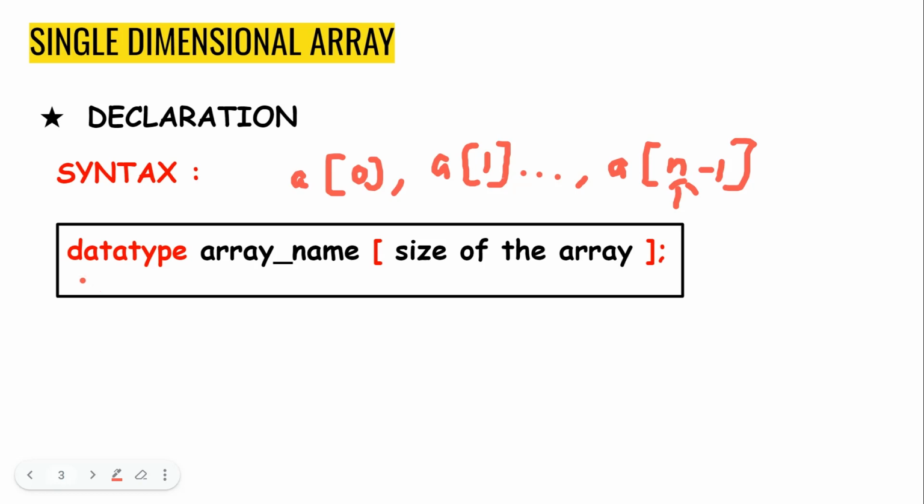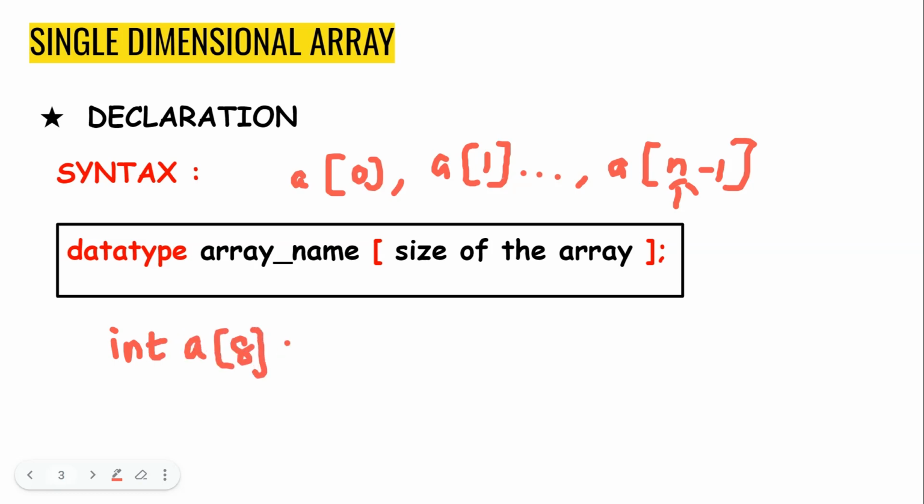So how do we declare a single dimensional array? You have to specify the data type followed by the array name, and you have to specify the size of the array. The size of the array is specified within the square brackets, which is called the subscript operator. Say for example, int A[8].